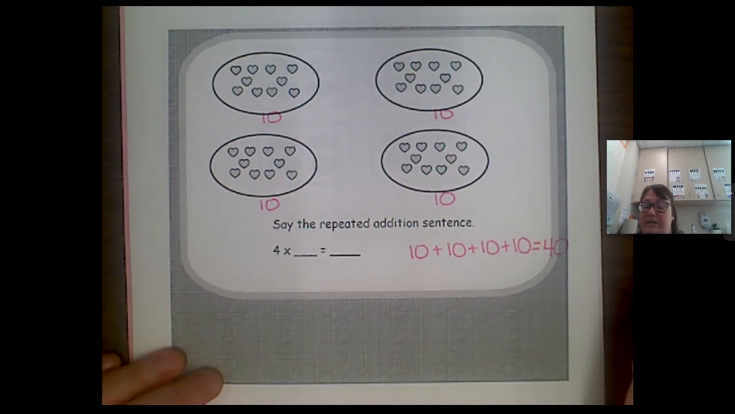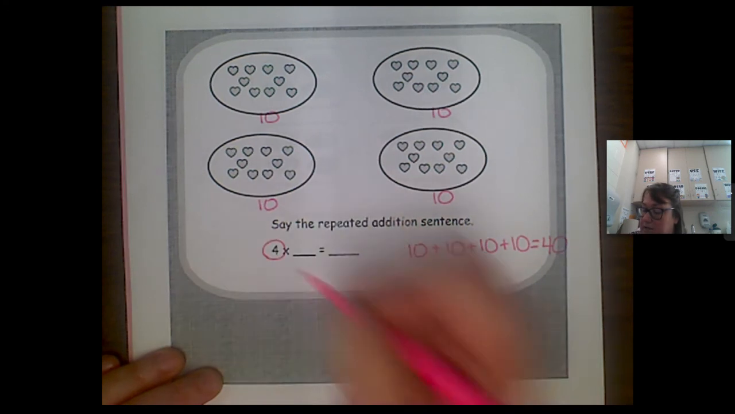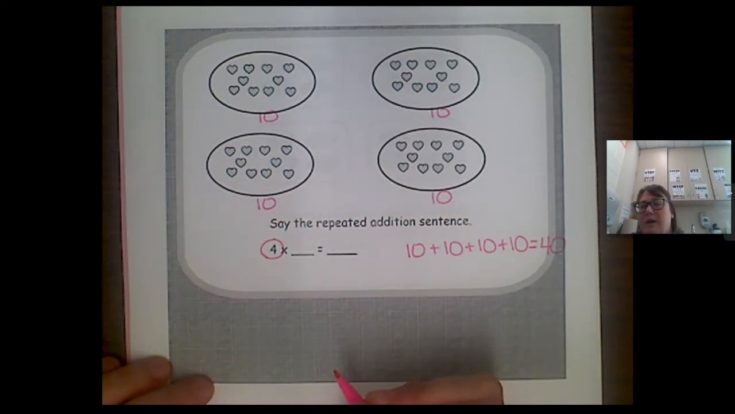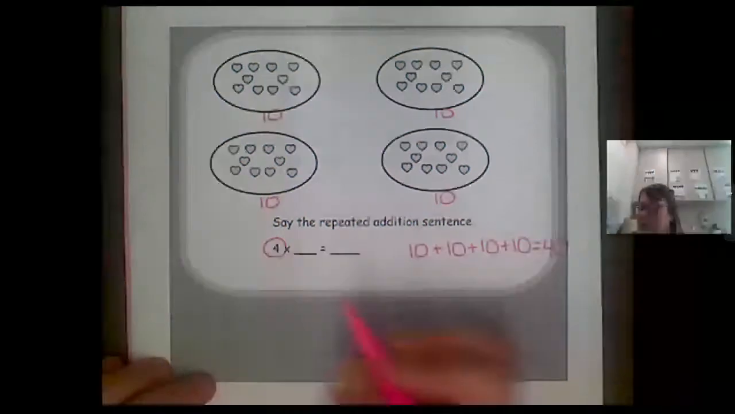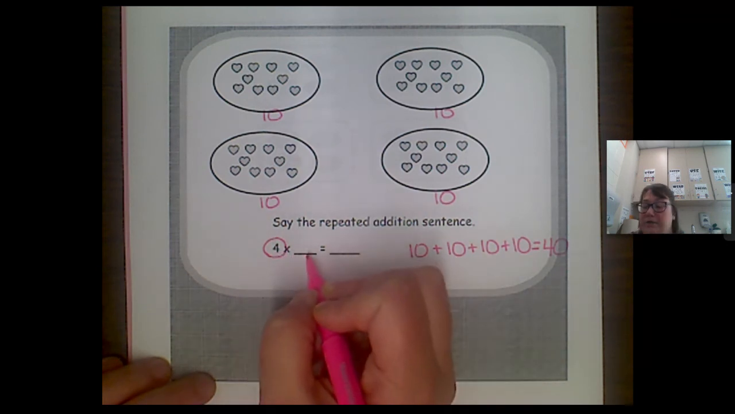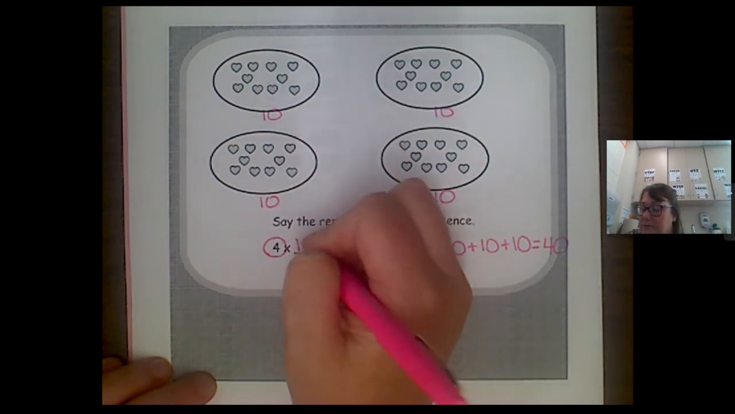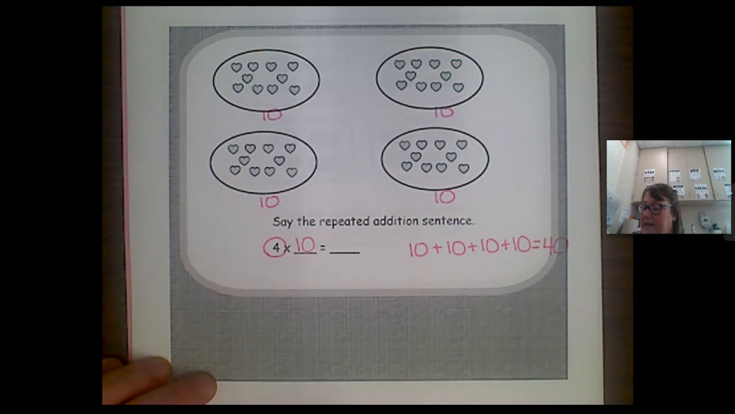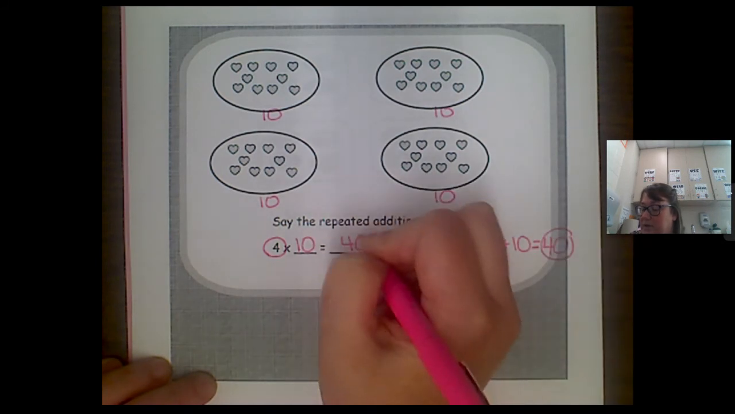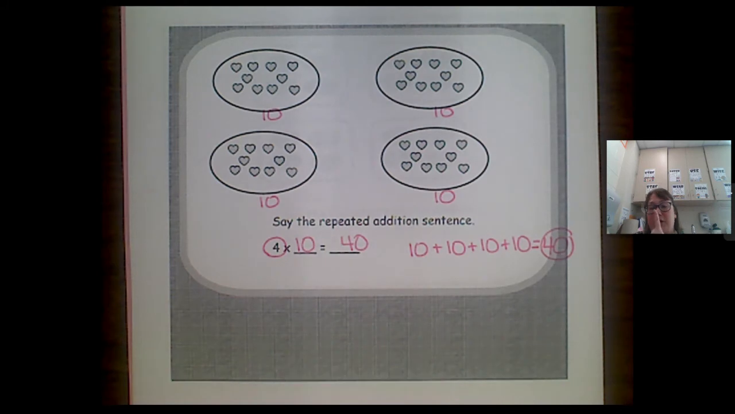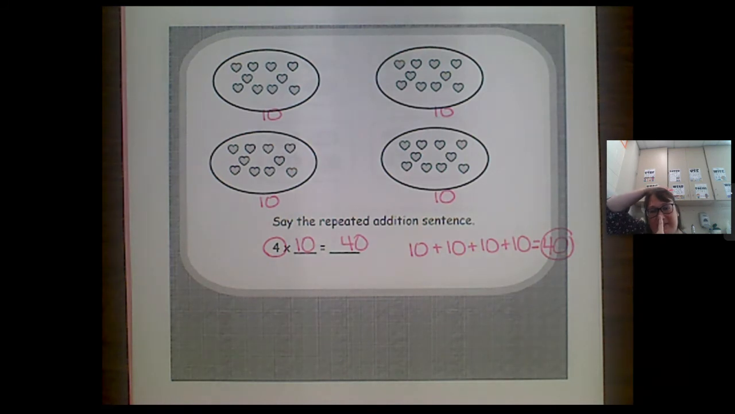Now, who has that multiplication sentence for me? They started it off for us, and they started it with a 4. And why does 4 come first? Because it's the number of groups. Good. So it's 4 times the number in each group, and we already know that there's 10 in each group. So it's 4 times 10, and we already know the answer. We did that work over here, and it equals 40. Touch your nose if you have 4 times 10 equals 40. And touch your head too if you had the 10 plus 10 plus 10 plus 10 equals 40. We look pretty silly right now, don't we?